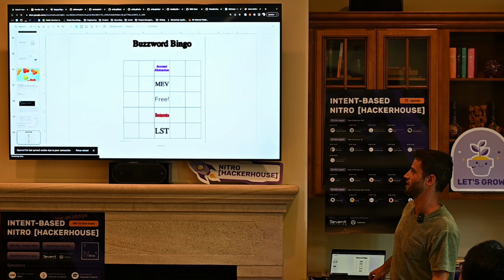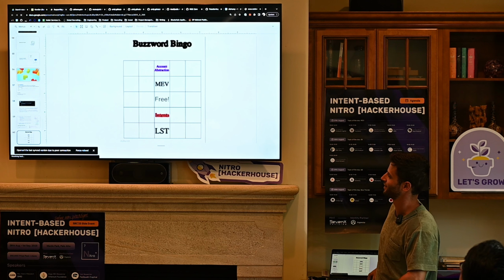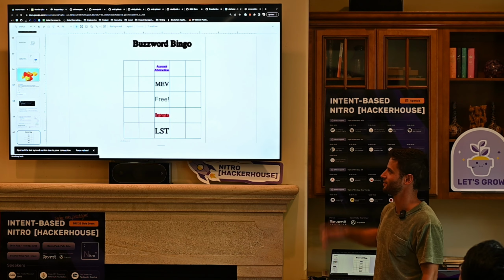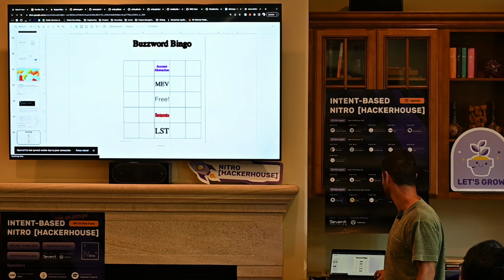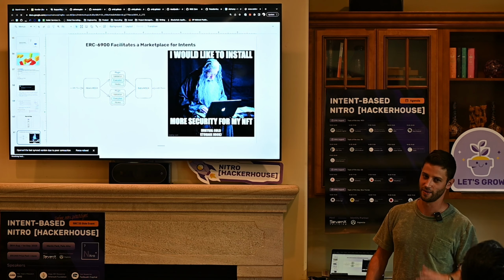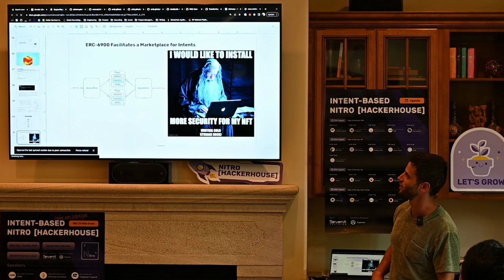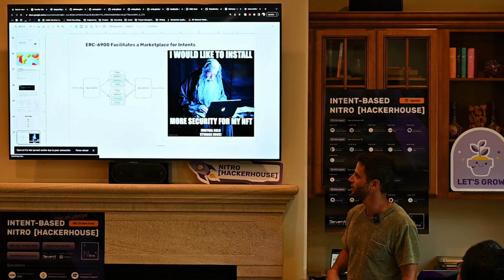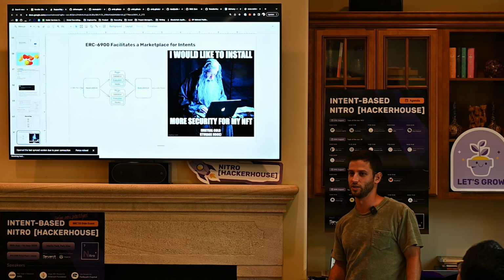Buzzword bingo. I guess we already mentioned intent, so it's not that climactic, but there's a lot of buzzwords in crypto. I think we're, as a community, very bad at naming things. So this is just kind of an example of that. But I think long-term, how I see ERC 6900 shaking out is that it facilitates a marketplace for intents, where right now, for a user to do something in crypto, it's very imperative.